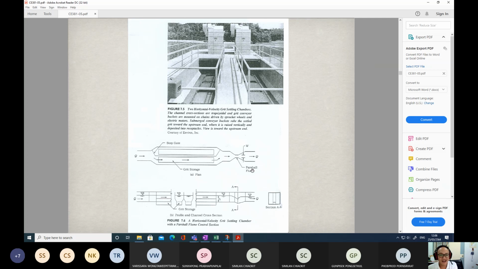This is a kind of Parshall flume, but in the labs they call it a Venturi. Okay, Venturi. In the labs, mostly we call it a Venturi, but in reality, we usually call this one the Parshall flume.